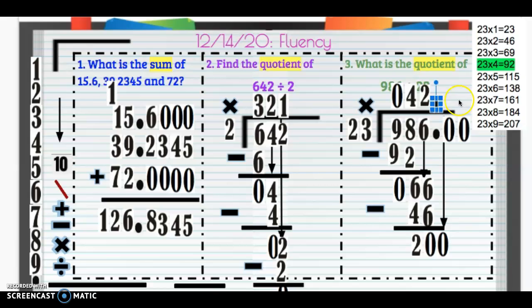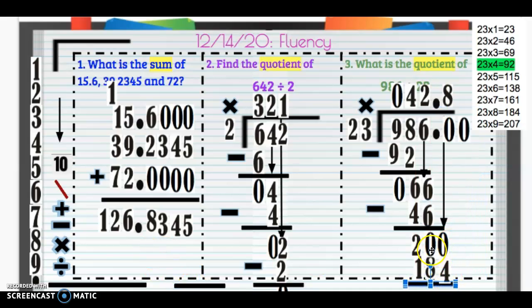All right, so 8 times 23 is now what I got to do. So I put my 8, and that equals 184. So I'm going to put my 1, my 8, and then my 4. And then I'm going to subtract.